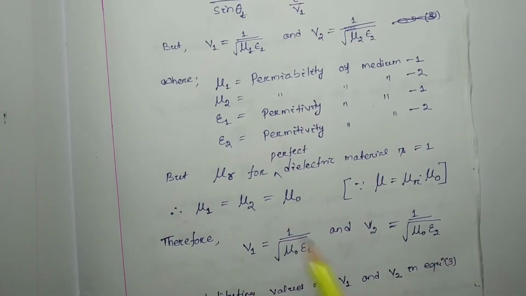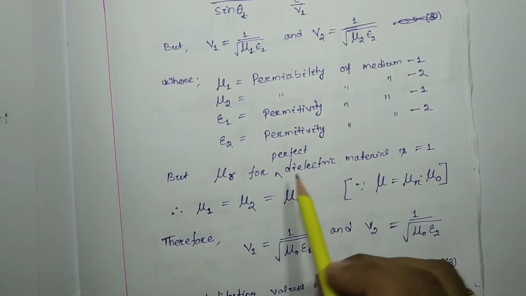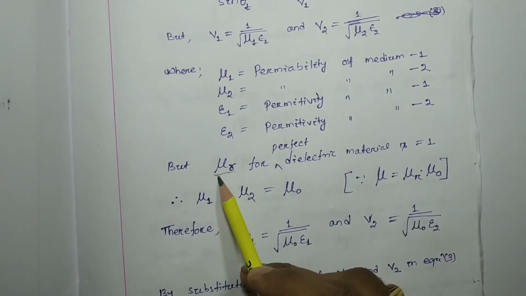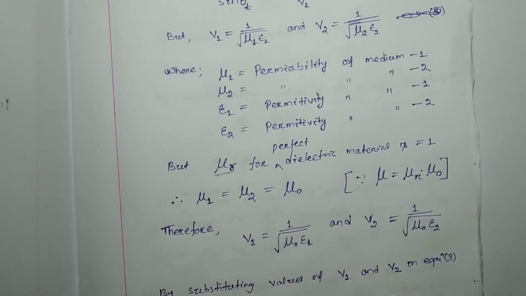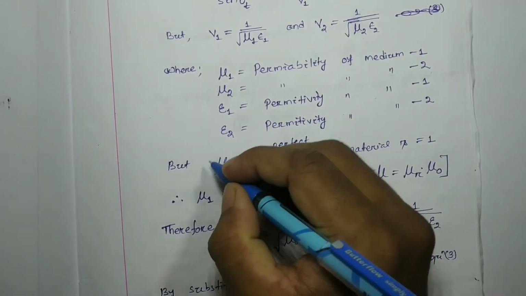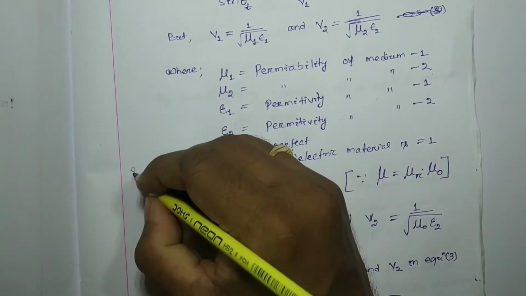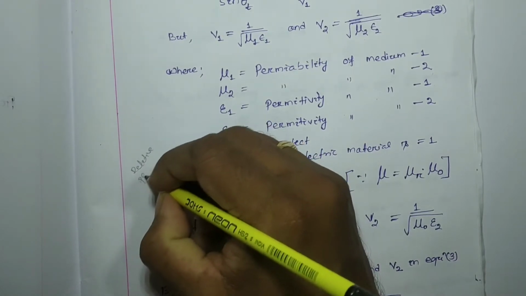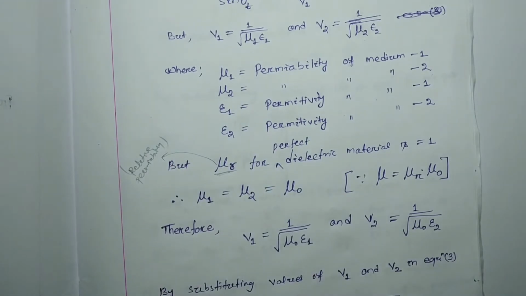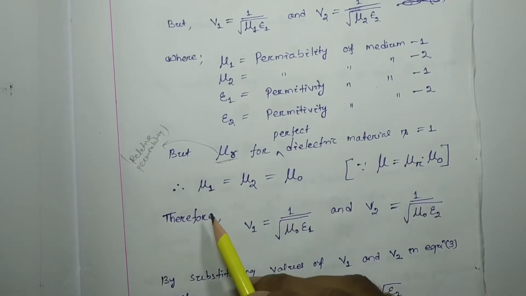But mu r for a perfect dielectric material is 1. These things we also discussed in our last class, that mu r is the relative permeability. So the relative permeability mu r for a perfect dielectric material is 1.